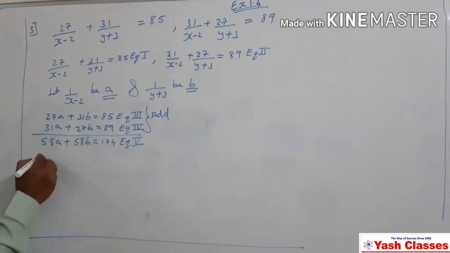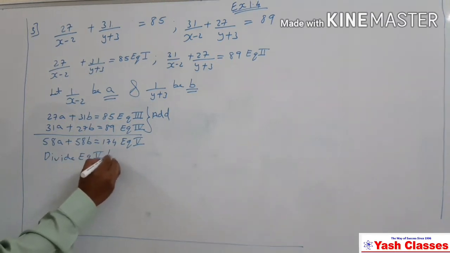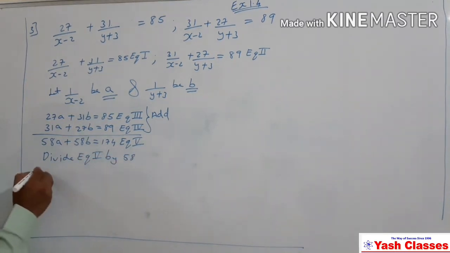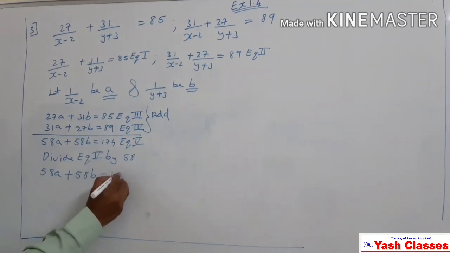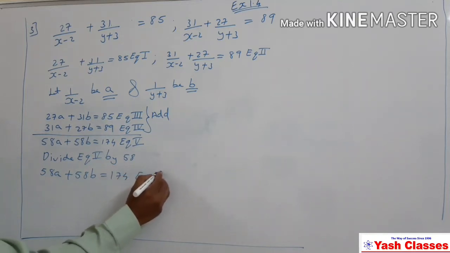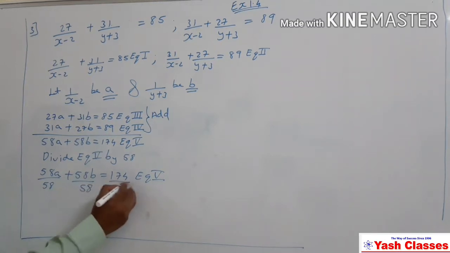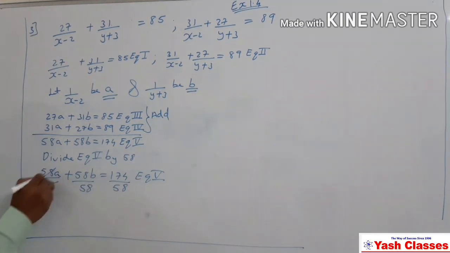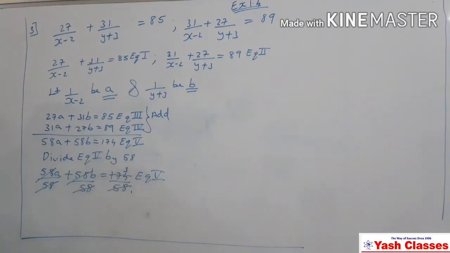Now divide equation 5 by 58. 58a plus 58b is equal to 174. Divide by 58. 58 cancels, 58 cancels. 58 ones are 58, 58 threes are 174. So a plus b is equal to 3. This is equation number 6.